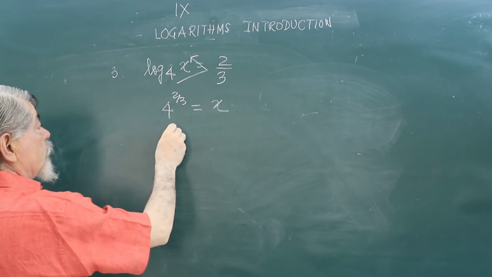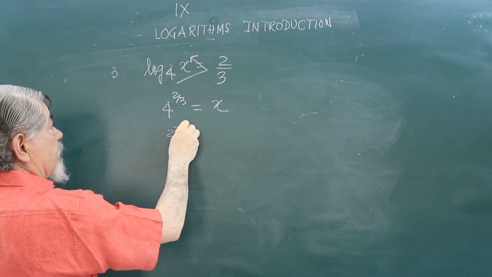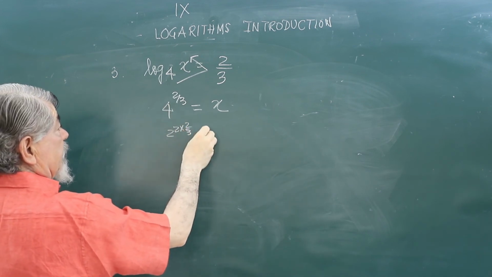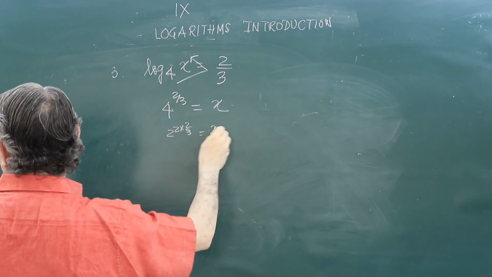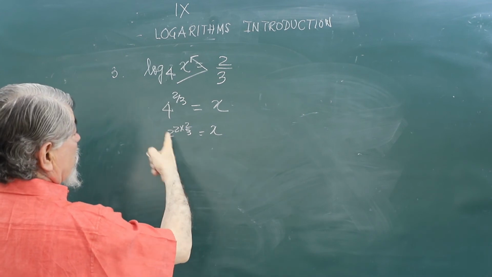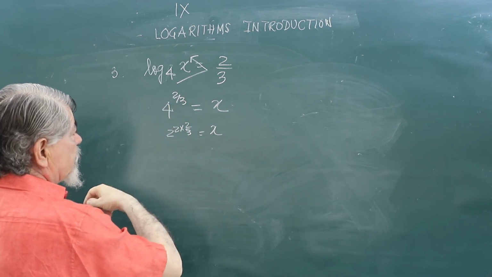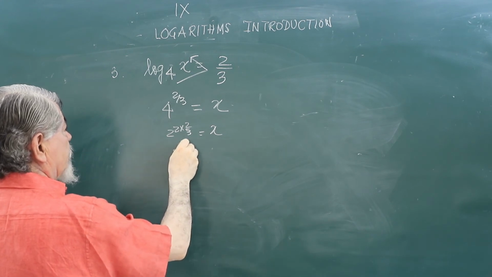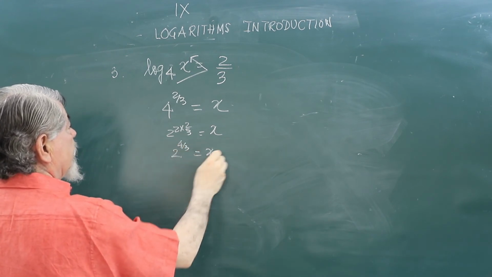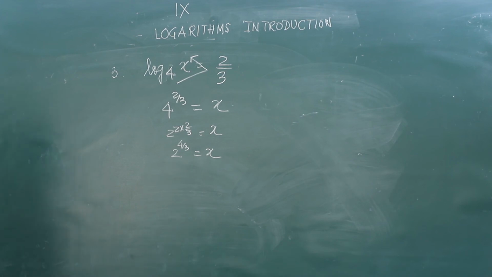Now 4 to the power 2 upon 3 means 2 to the power 2 into 2 upon 3. It will become how much? x is equal to 2 to the power 4 upon 3. That is the value of x.